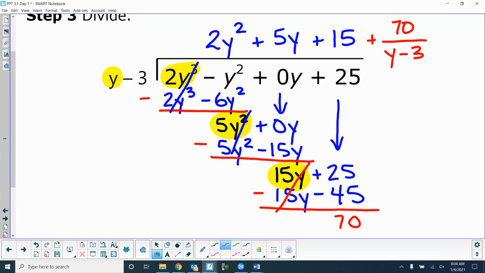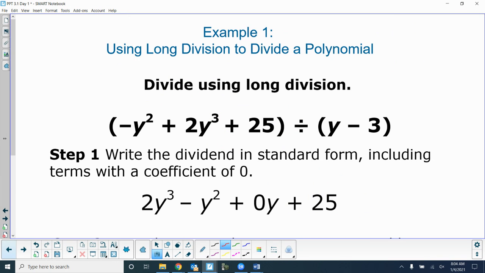Okay, so in this one, when we first saw it, it wasn't in the right order, and it was missing a y. So that's the first thing we did, put it in the right order, and added that 0y. Remember, it's got to have a 0 in front. It's like adding 0, right? So we're not changing it. Don't just put a y there, then that's like adding a 1. That's changing it. Okay?